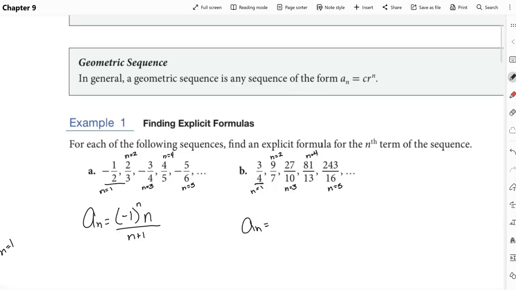So everything in the numerator looks like it's powers of 3. So this looks like it's 3 to the first. This is 3 to the second. This is 3 to the third. This is 3 to the fourth. And this is 3 to the fifth. So we've got 3 to the n in the numerator. We just have to figure out how to write that denominator.